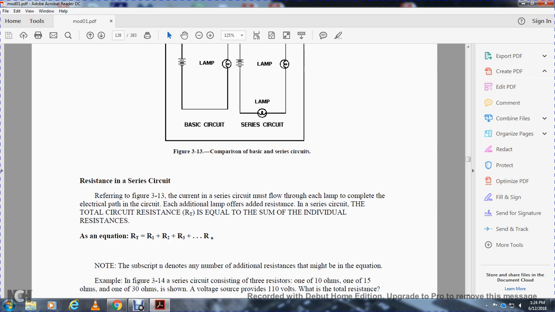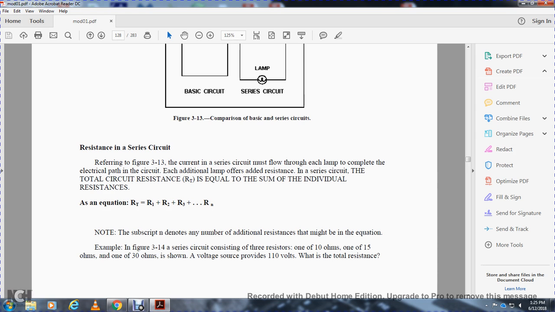In a series circuit, the total circuit resistance, R sub T, is equal to the sum of the individual resistances. You'd have resistor 1, resistor 2, and the resistor total is equal to resistor 1 plus resistor 2 plus resistor 3, or the number of resistors in the series. Note the subscript that denotes the number of additional resistors that may be added in this equation. Example, figure 3-14: a series circuit consisting of 3 resistors, 1 ohm, 10 ohms.